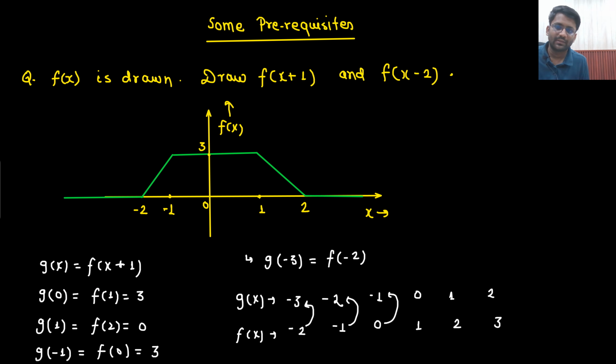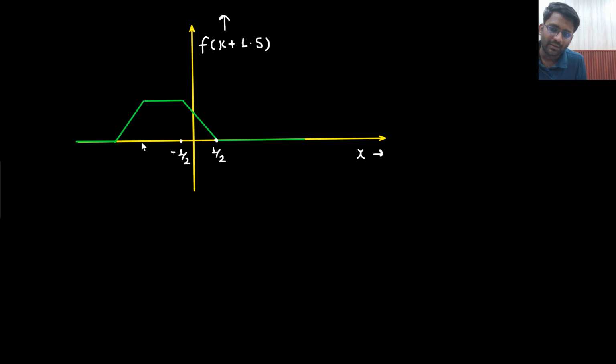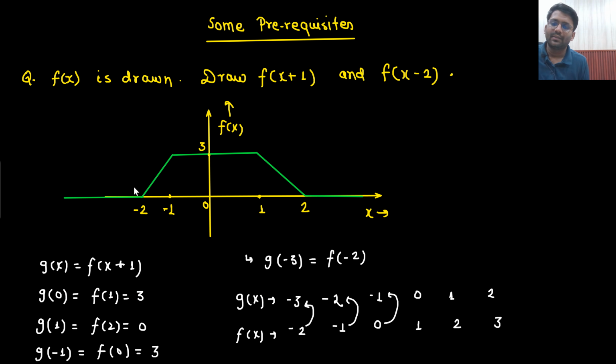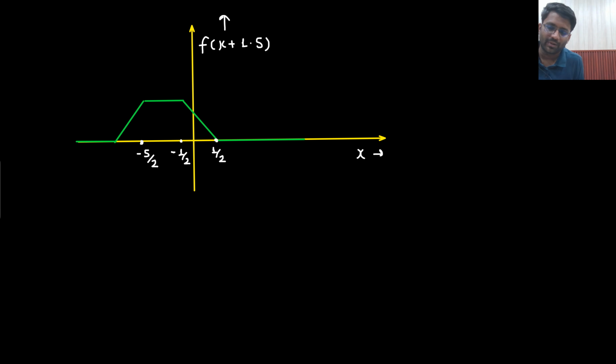And what about this value? So minus 1 will become minus 2.5, which is minus 5 by 2. And minus 2 will become, sorry, minus 2 minus 3 by 2. So that will become minus 7 by 2. So this will become minus 3.5, right? So it will become minus 7 by 2.